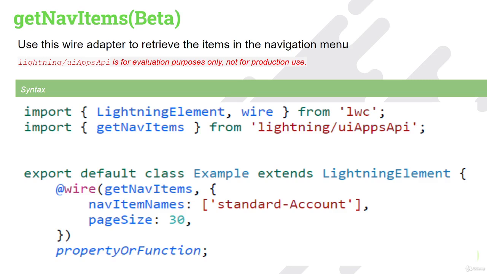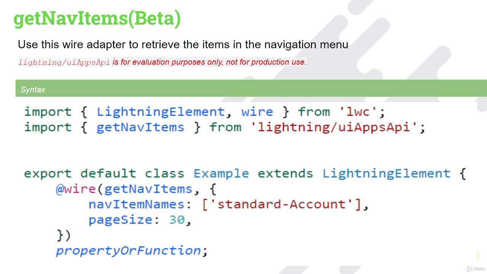I'm building this video because in the future this adapter will be available, so it's good to know how it works. The syntax is similar. We import wire from the LWC module, then import getNavItems from the UI apps API module, and we just pass it. We'll have two adapter configurations. navItemNames is optional, but if you want only the details of the navigation menu item for standard account, you can get that. You can set the page size as well.